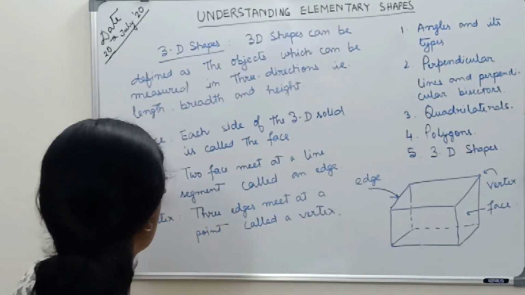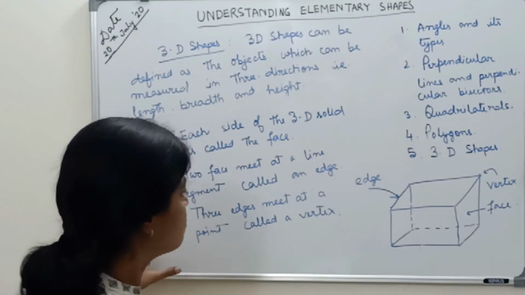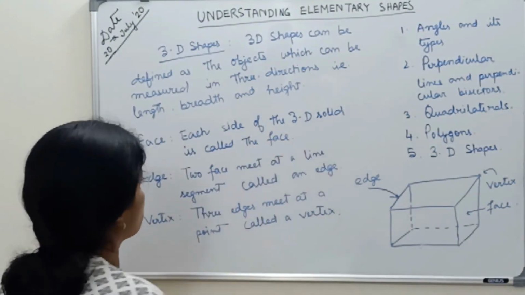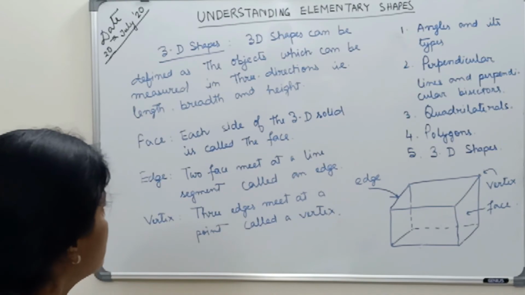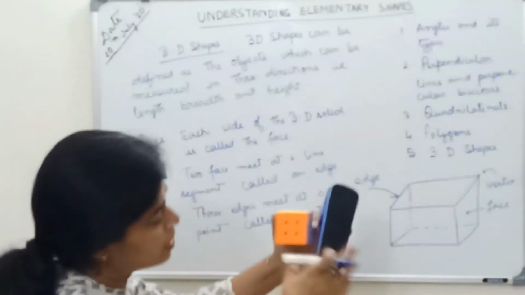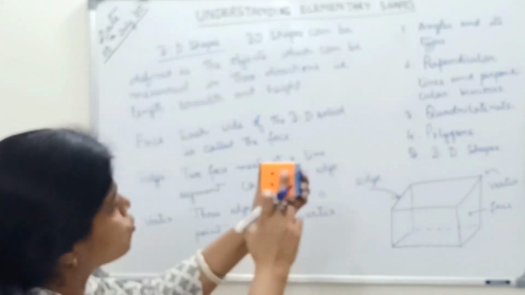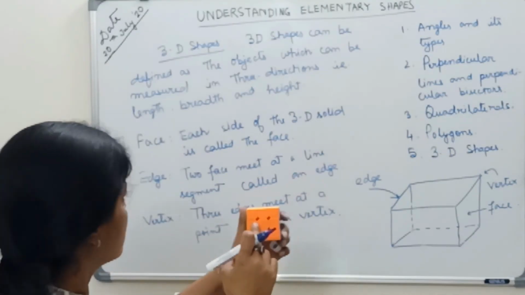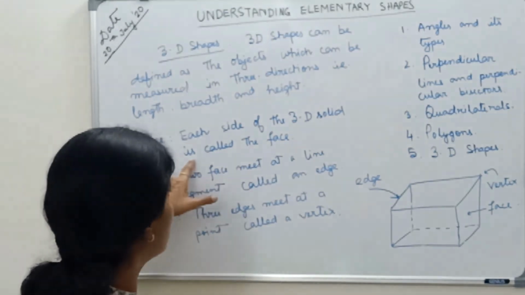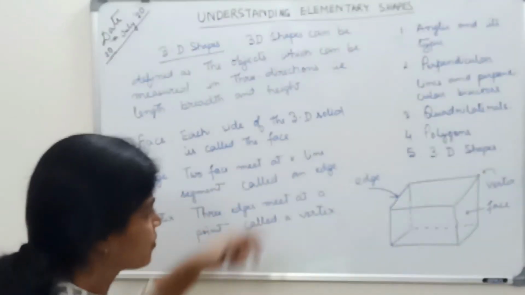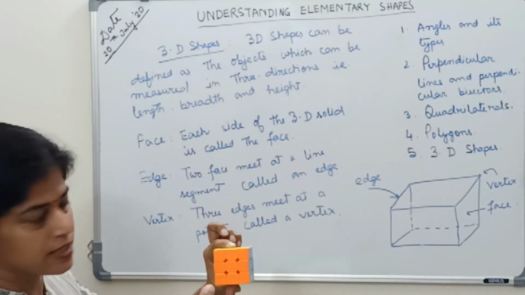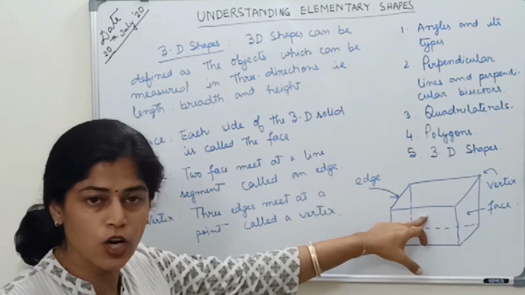Now coming to what is face, edge, and vertex. What is face? Face means each side of a 3D solid is called the face. Each side of a 3D shape. See, this is a 3D shape. So each side, this side, this side, this side, those all are faces. See, here I have written face. So how many faces are there? 1, 2, 3, 4, 5, and 6. 6 faces for a cube or cuboid.